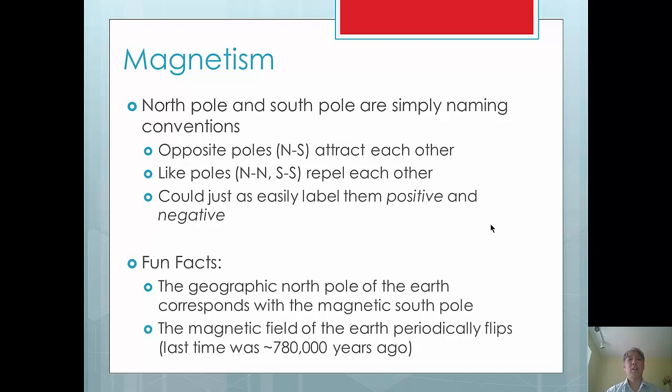So first off, magnetism. Magnets have a north pole and a south pole, and opposite poles attract each other and like poles repel each other. The north pole is very similar to the positive charge, and the south pole is very similar to the negative charge, in the sense that the magnetic field leaves the north pole and goes towards the south pole.